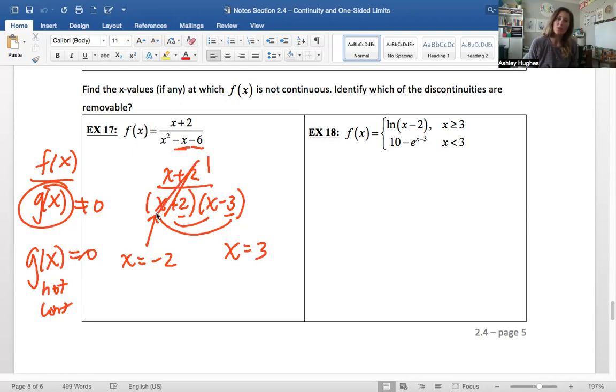And I was able to remove this one. So this is called a removable discontinuity. What this looks like is a hole in the graph. This one is called a non-removable discontinuity, and what it looks like is a vertical asymptote in the graph.